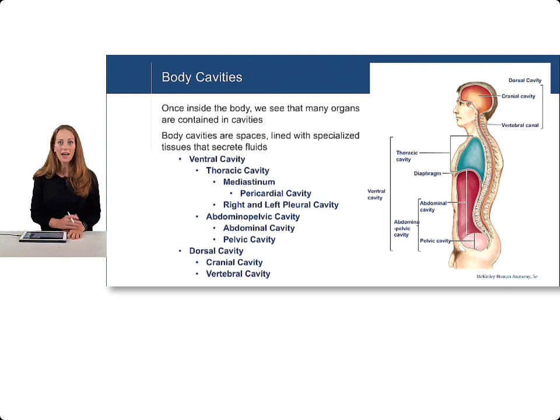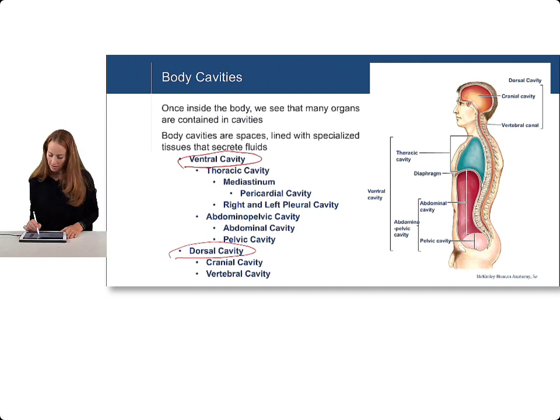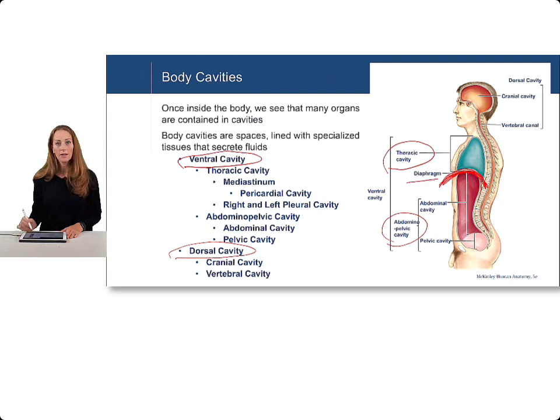Okay, finally we have body cavities. Body cavities are spaces lined with specialized tissues that secrete fluids and keep those spaces lubricated. So we have the ventral cavity, which is anterior or more towards the front of the body, and then we have the dorsal cavity, which is posterior. The ventral cavity can be divided up into the thoracic cavity and the abdominopelvic cavity, and the dividing line for the thoracic to the abdominopelvic cavity is the diaphragm. So the thoracic cavity is above the diaphragm, the abdominopelvic cavity is below the diaphragm.